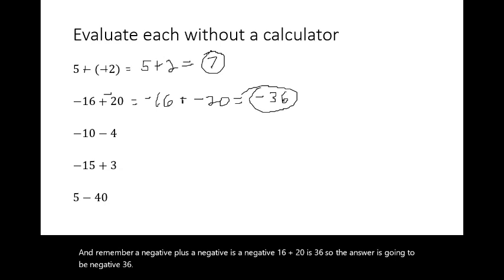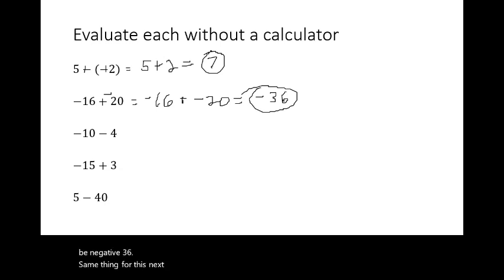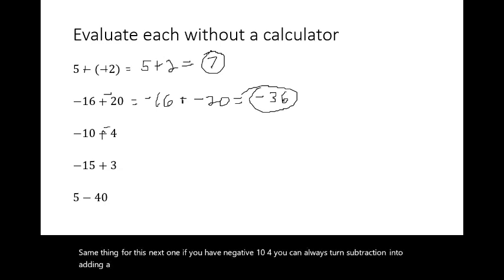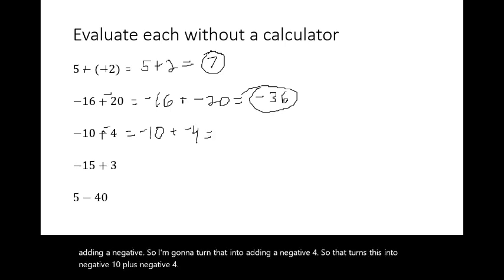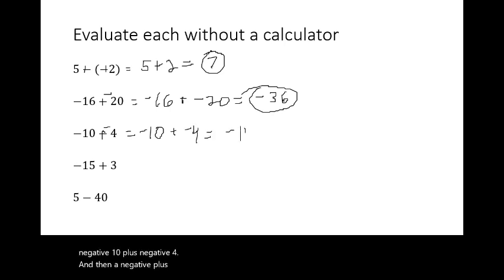Same thing for this next one. If you have negative 10 minus 4, you can always turn subtraction into adding a negative. So I'm going to turn that into adding a negative 4. So that turns this into negative 10 plus negative 4. And then a negative plus a negative is a negative. 10 plus 4 is 14.